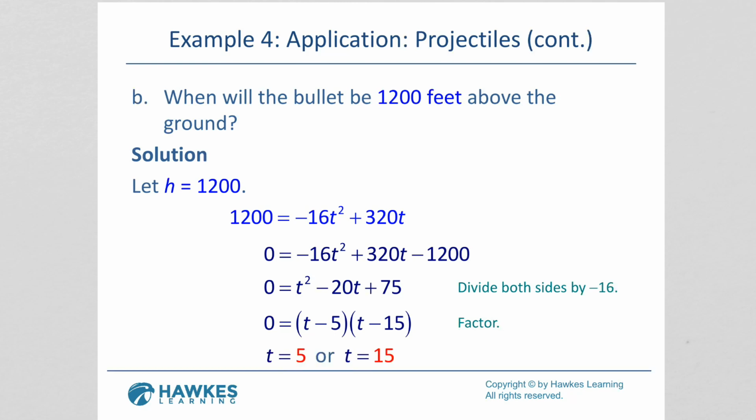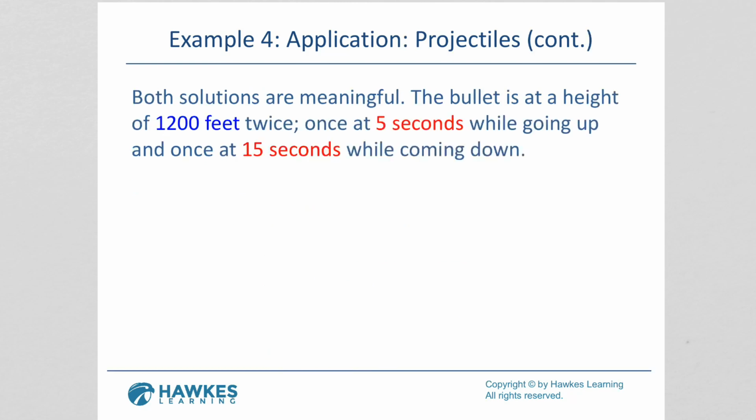So t could be equal to 5 or t could be equal to 15. Both solutions are meaningful. The bullet is at a height of 1,200 feet twice, once at 5 seconds while going up, and once at 15 seconds while coming down.